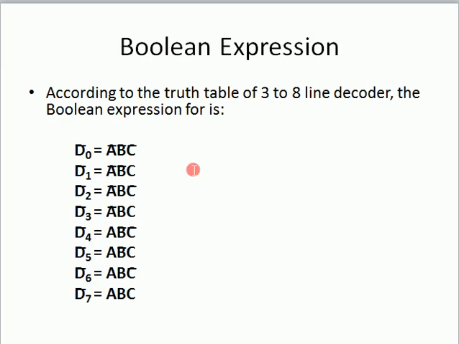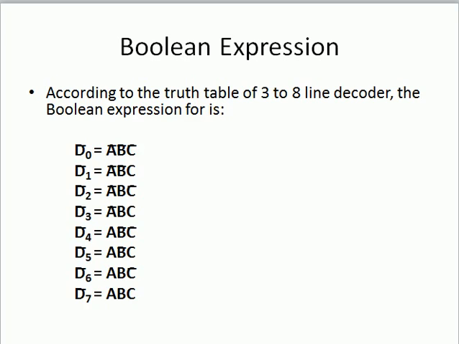When we get the Boolean expressions for the 3 to 8 line decoder, we get the outputs as: D0 complement is equal to A complement B complement C complement, D1 complement is equal to A complement B complement C, D2 complement is equal to A complement B C complement, D3 complement is equal to A complement B C, D4 complement is equal to A B complement C complement, D5 complement is equal to A B complement C, D6 complement is equal to A B C complement, and in the last we have D7 complement is equal to A B C.